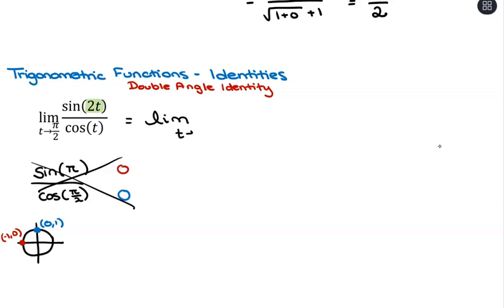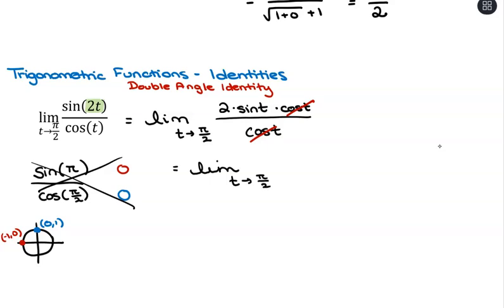So limit as t approaches pi over 2, that stays there. But now instead of sine of 2t, we can rewrite that as 2 times sine of t times cosine of t with that double angle replacement. And then we'll have cosine of t in the denominator. And then with that, we can cancel out those cosines so that really I'm just evaluating the limit as t approaches pi over 2 of 2 times sine of t.